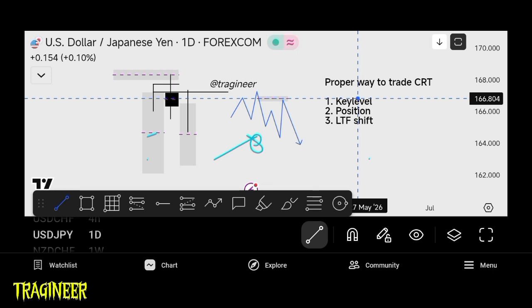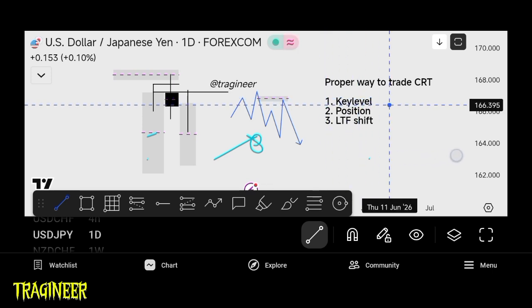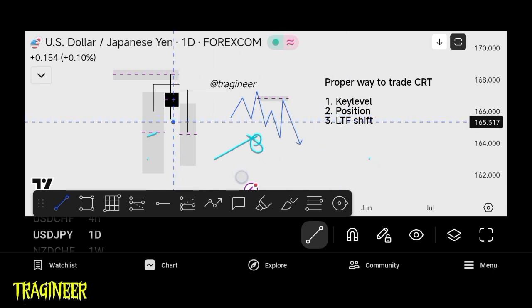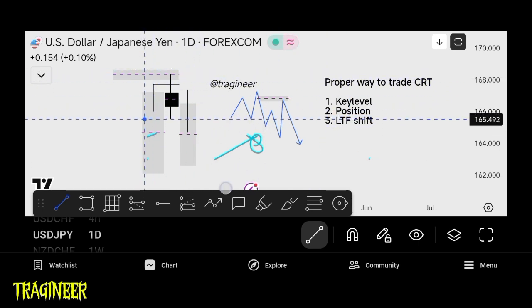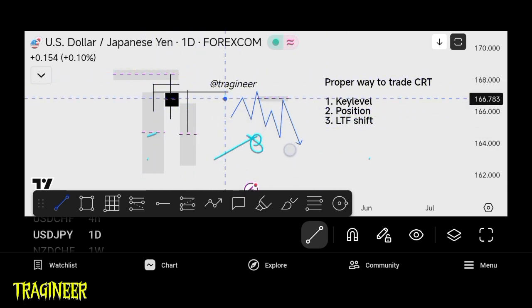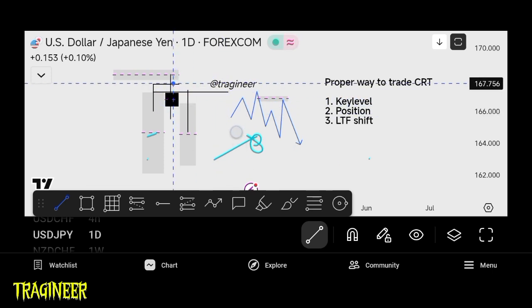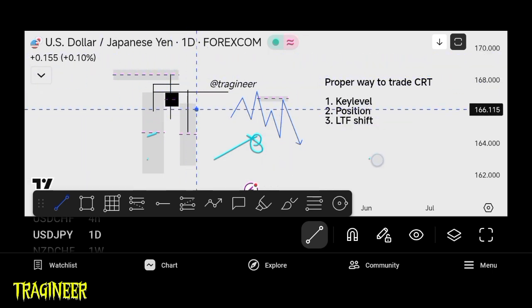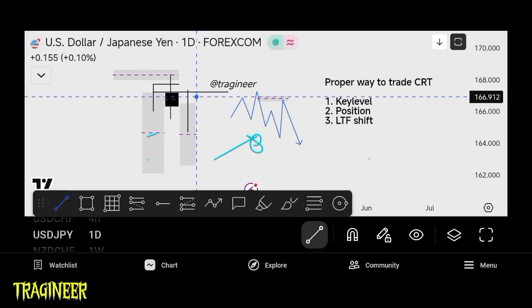So our very first thing to note here is key level, right? So it is important that our CRT should be mitigating a significant key level on the higher time frame, right? This is one of the most important things to consider when trading CRT. You do not trade CRT blindly. We trade CRT when it is mitigating a higher time frame key level.